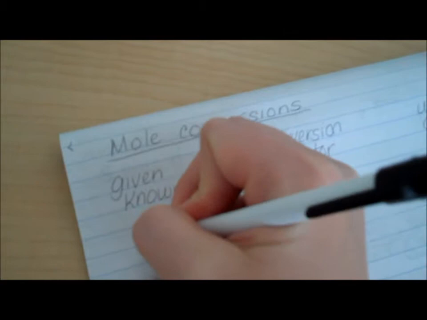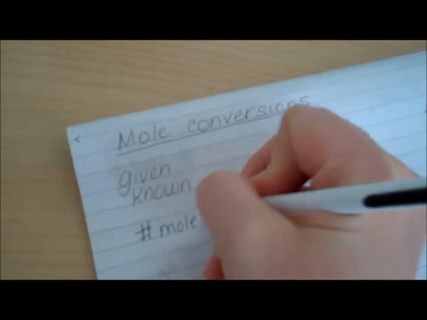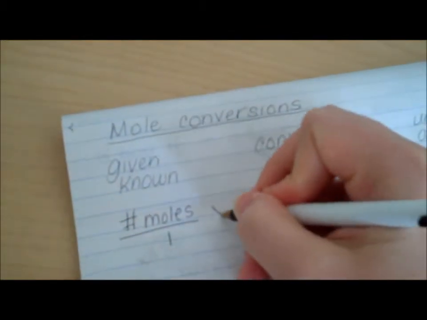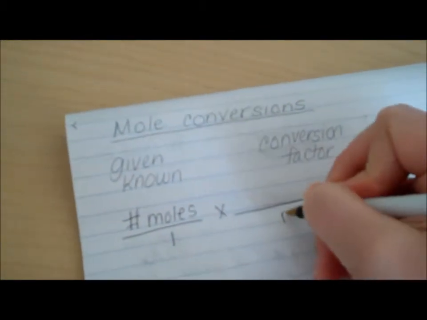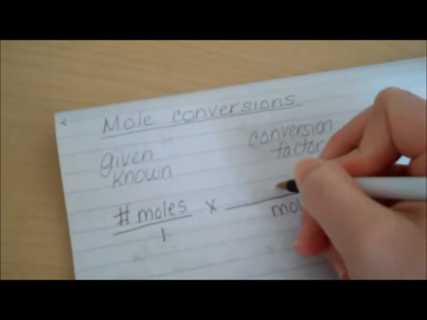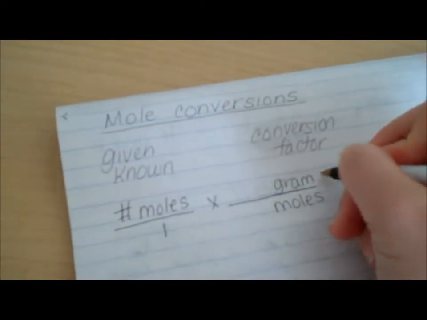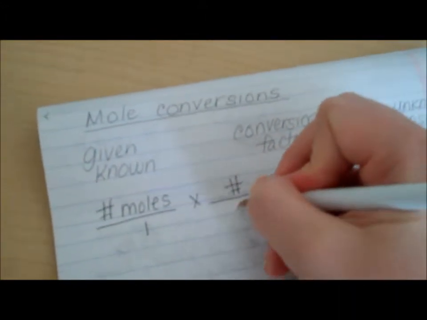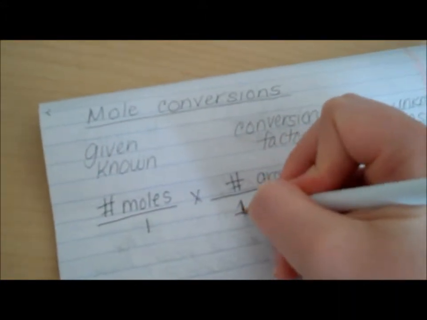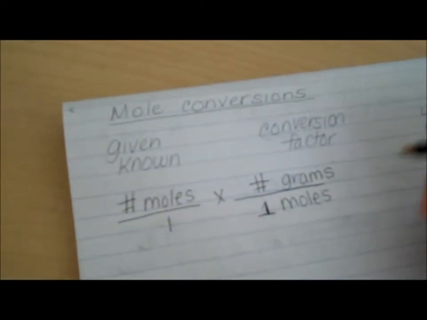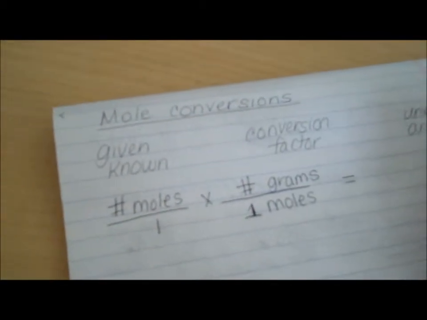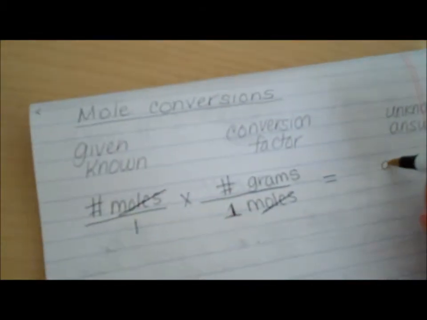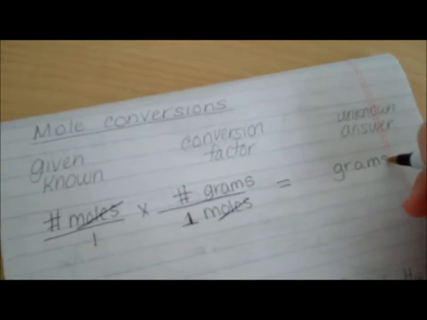If we are given some number of moles, that's going to be our first over 1. What we need to cancel out next is moles per grams. Now from our molar mass tutorial, you'll notice that it's always a number of grams per 1 mole of whatever you're looking at, your element or compound. So our unknown answer is going to be grams in this. So our moles cancel out with moles and we're left with grams over here.